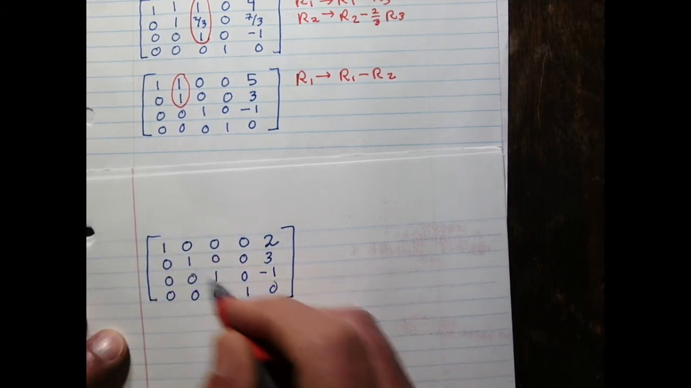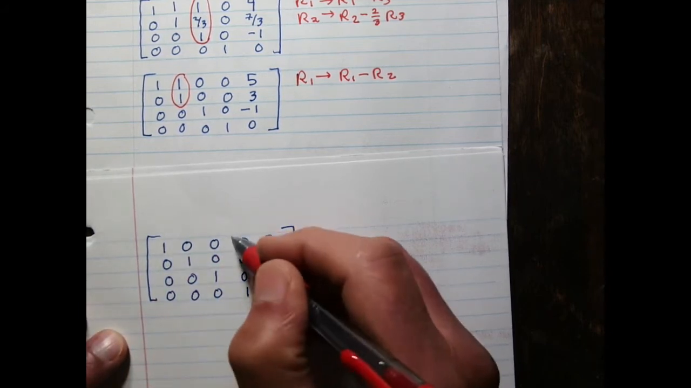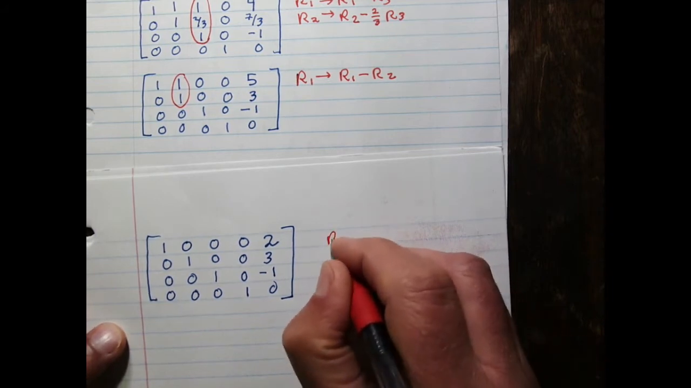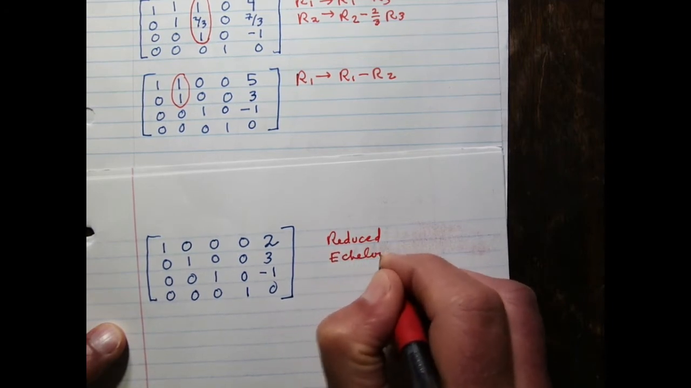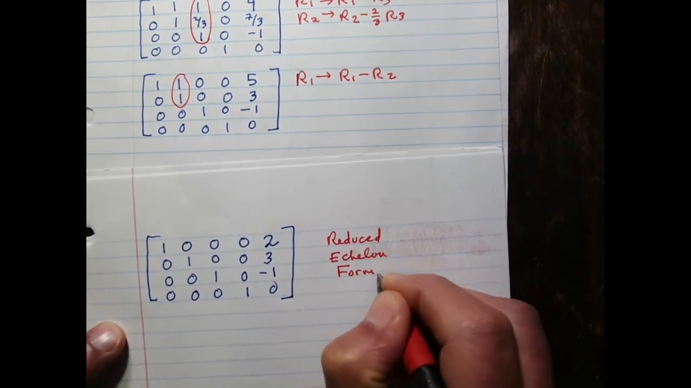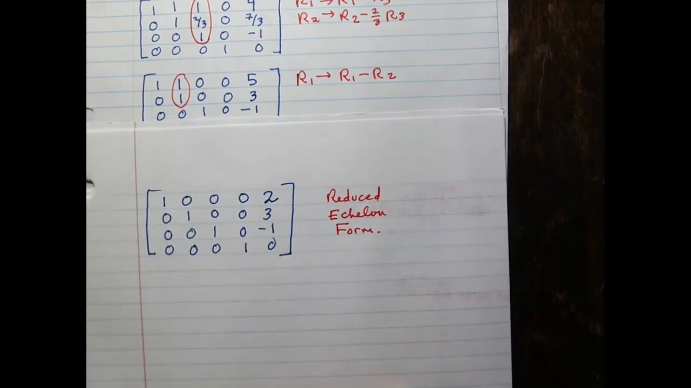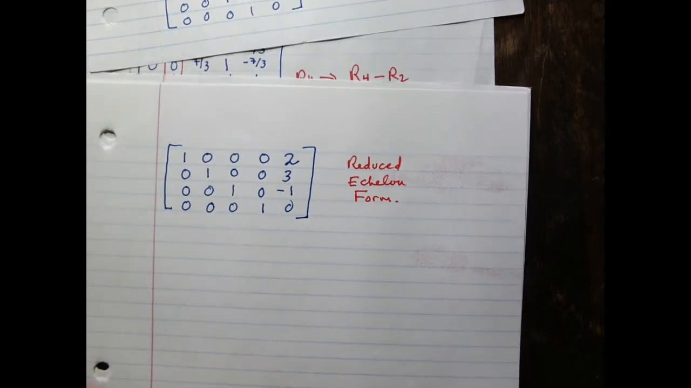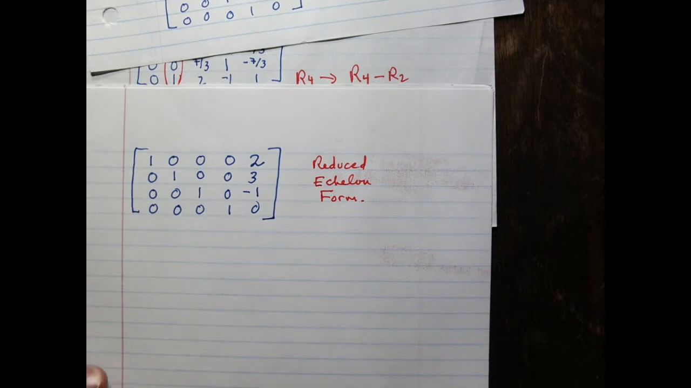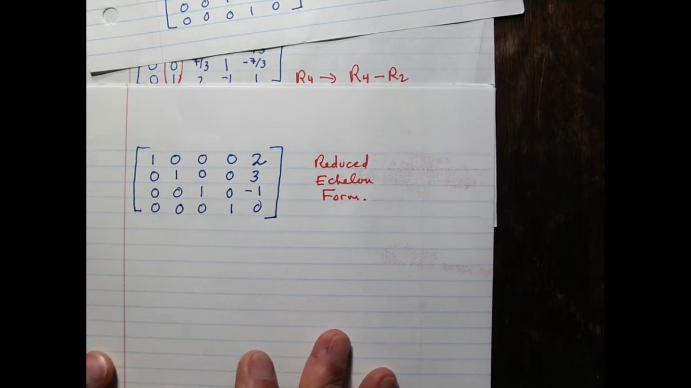Okay, now finally we're at this point where we have 1s coming down this diagonal, 0s below, 0s above. This is called reduced echelon form. It turns out you can often find a solution to a system before you get to reduced echelon form, but it's going to be easiest to read off the final result from this reduced echelon form. So you definitely want to know how to get to this point.